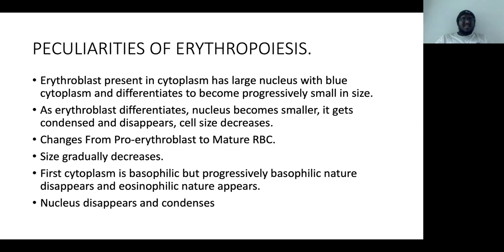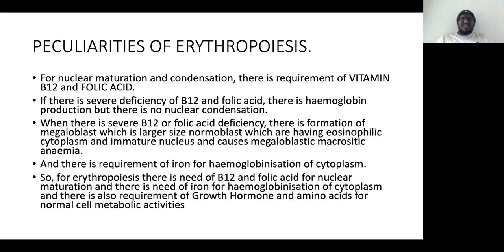The nucleus disappears and condenses. For nuclear maturation and condensation, there is a requirement of vitamin B12 and folic acid. If there is severe deficiency of vitamin B12 and folic acid, there is hemoglobin production, but no nuclear condensation. This leads to formation of megaloblasts, which are larger than normoblasts, with eosinophilic cytoplasm and immature nucleus, and cause megaloblastic macrocytic anemia.